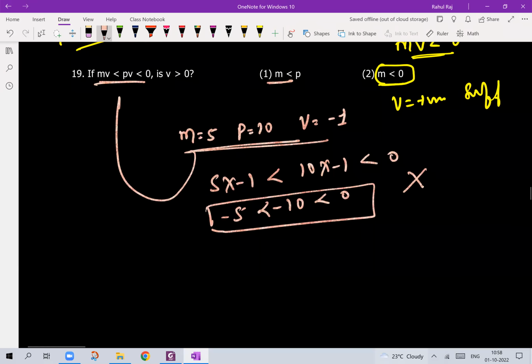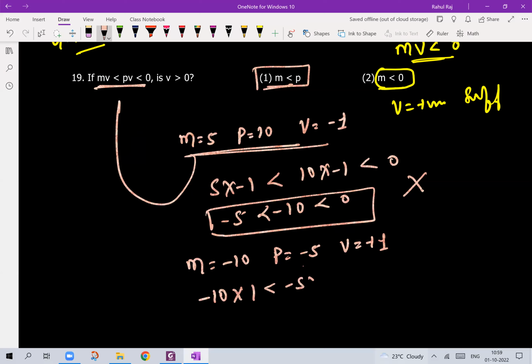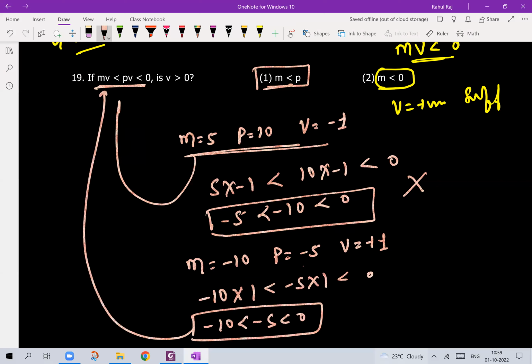Now what I would do is take M and P as negative values and V as a positive value. So imagine I take M as minus 10, P as minus 5, and let's say V is equal to plus 1. Because it says take a value where M is less than P. Now I've taken minus 10, P as minus 5, V as 1. It's absolutely fine. Minus 10 is less than minus 5. Now I need to see if my information is satisfied or not. So minus 10 into 1 is less than minus 5 into 1 is less than 0. That is minus 10 less than minus 5 less than 0. Now this statement is absolutely perfectly fine.